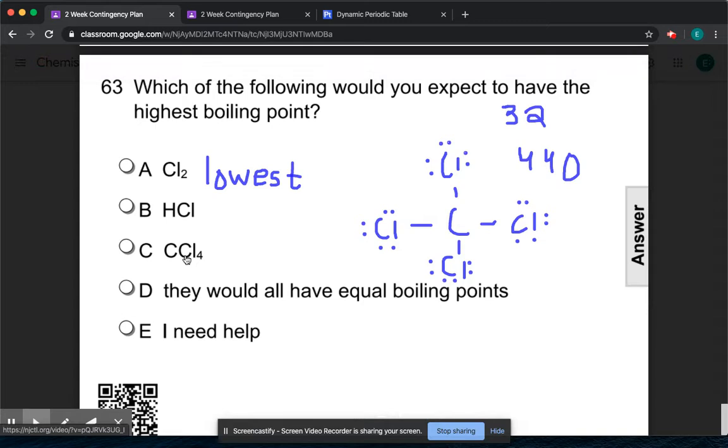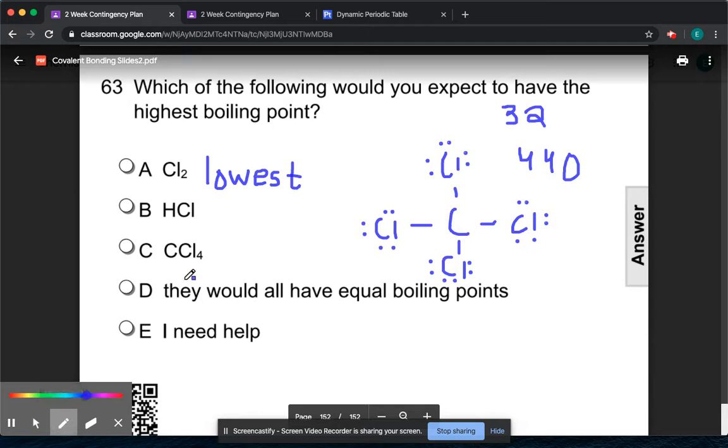This one would boil after Cl2 though, because it's a larger molecule. If you think about the interactions between them, it would be harder to pull them apart because they can get tangled up a bit more, if that makes sense. So this would be in second place. This one has the lowest. This I would put in the middle.